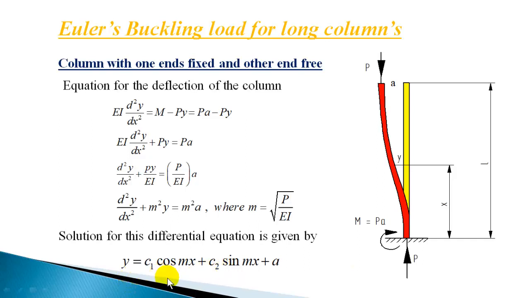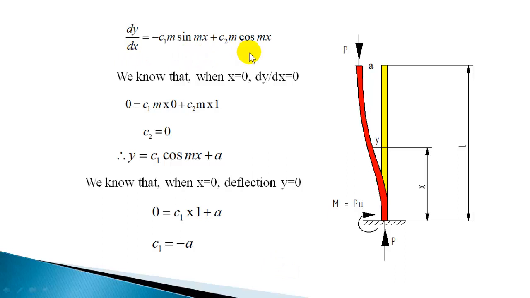Now this equation you can differentiate, and you will get dy by dx, or the slope of the deflected curve. If you differentiate this, you get dy by dx is minus C1 m sin mx plus C2 m cos mx, plus the differentiation of this constant, which is 0. So dy by dx is minus C1 m sin mx plus C2 m cos mx.